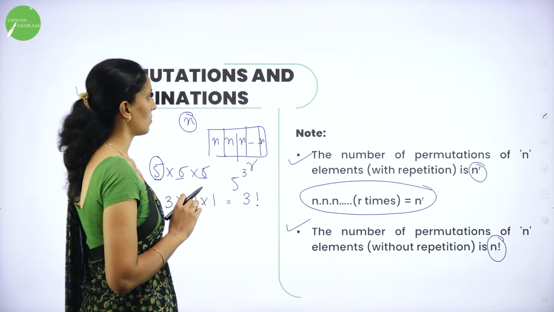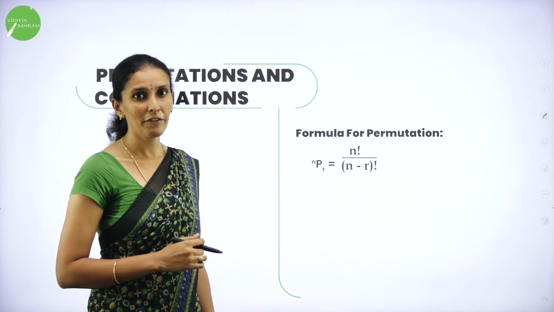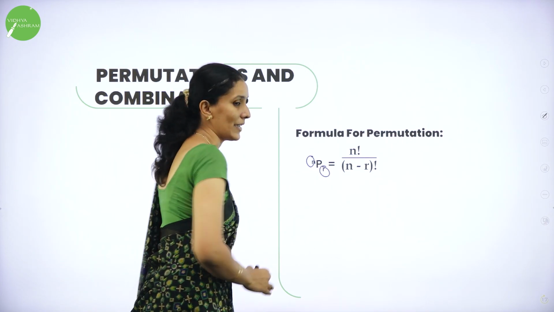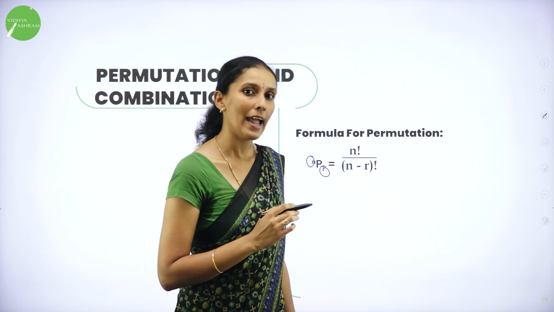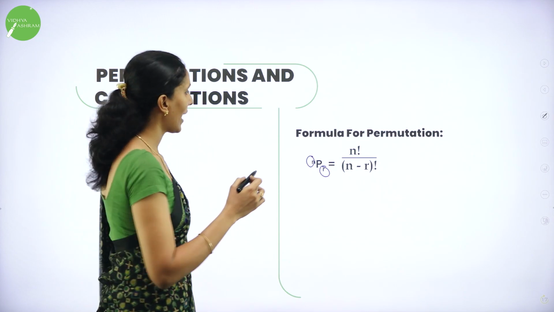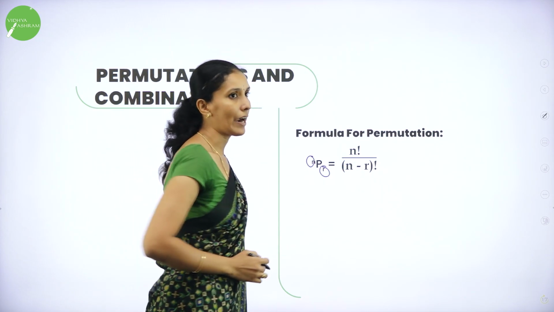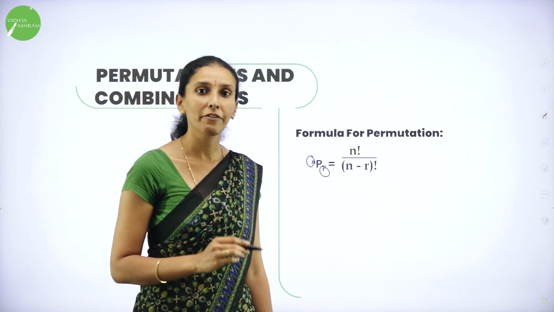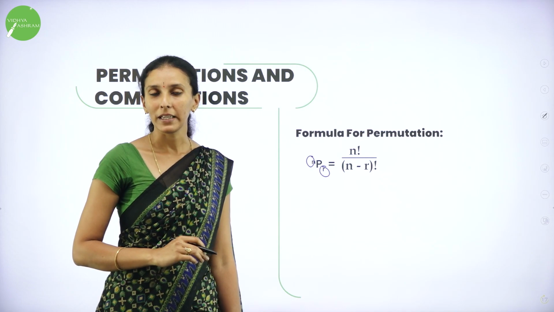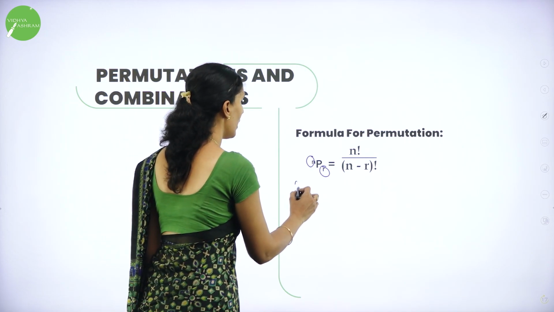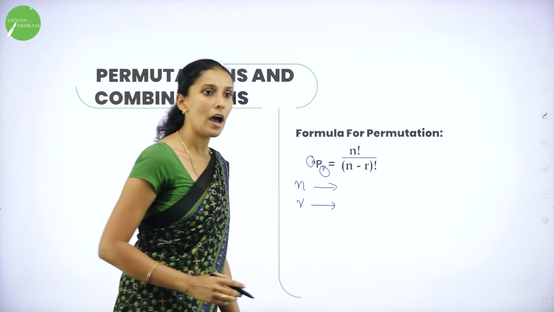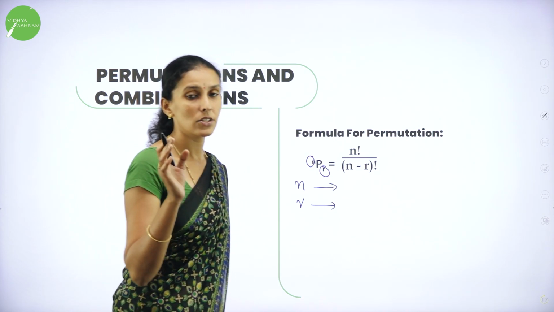Next, this is the formula for permutation. N number of elements in r number of places, that is, n objects can be arranged in r number of places. We can take it as n factorial divided by n minus r factorial. The proof is not here, so just learn the formula nPr. Here n is the number of objects, and r is how many objects or places we choose.